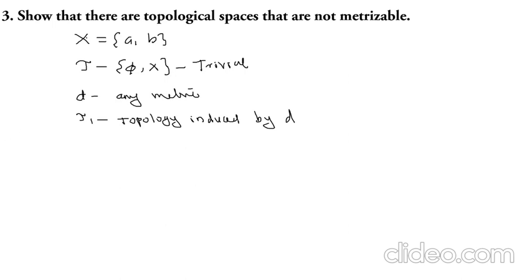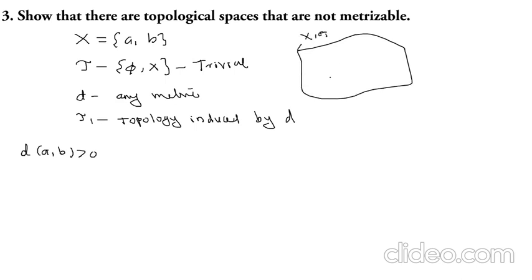For that, given that X consists of 2 points A and B, therefore the distance of A and B must be greater than 0, must be positive. That is, if we consider a topological space (X, tau), and given that A and B are two different points, then their distance must be positive. We take the distance from A to B as r. Let D(A, B) equal r. Now we consider the open ball with the center A and radius r.